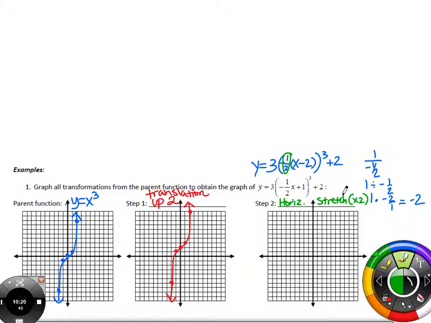Now, only one type of transformation moves your vertex, and those are your translations. Everything else should be measured from the vertex. So since I'm doing a stretch right now, I'm going to put my vertex at the same place that it was. So that's not moving. It's only going to move with the translation. So here's my vertex.